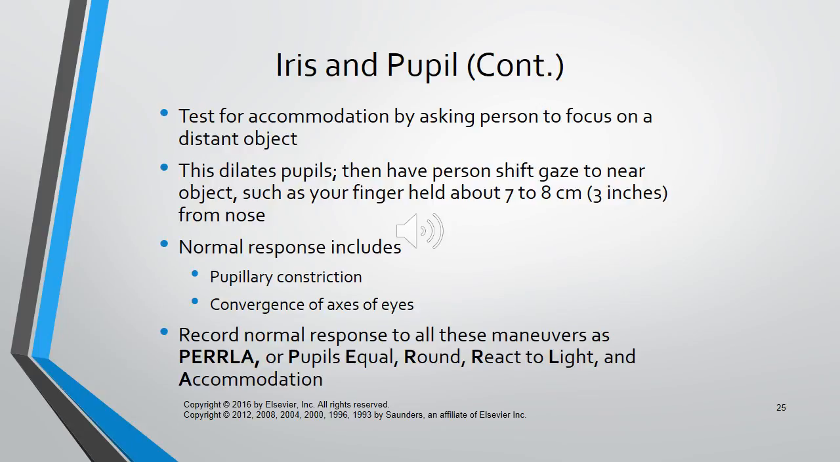To record this normal response to all of the assessments we just talked about, you guys have probably seen this PERRLA, or PERLA. What that means is pupils equal, round, react to light, and accommodation. This is a documentation that you will commonly use.